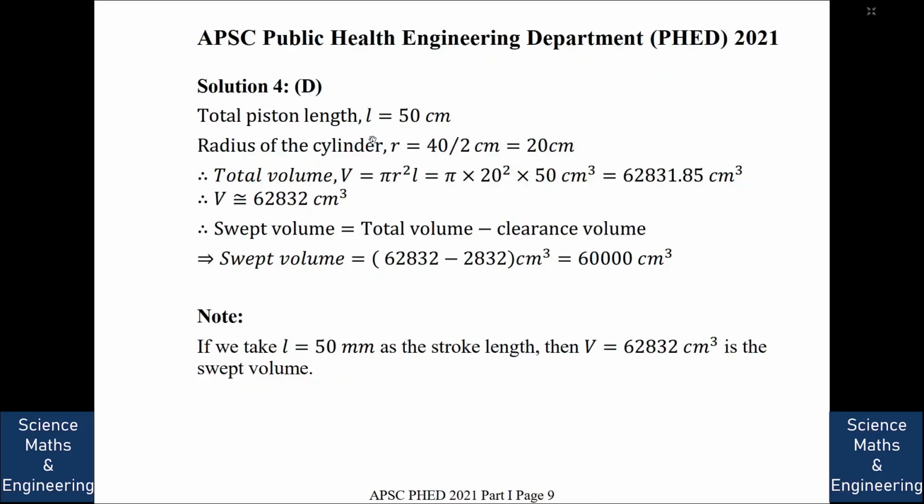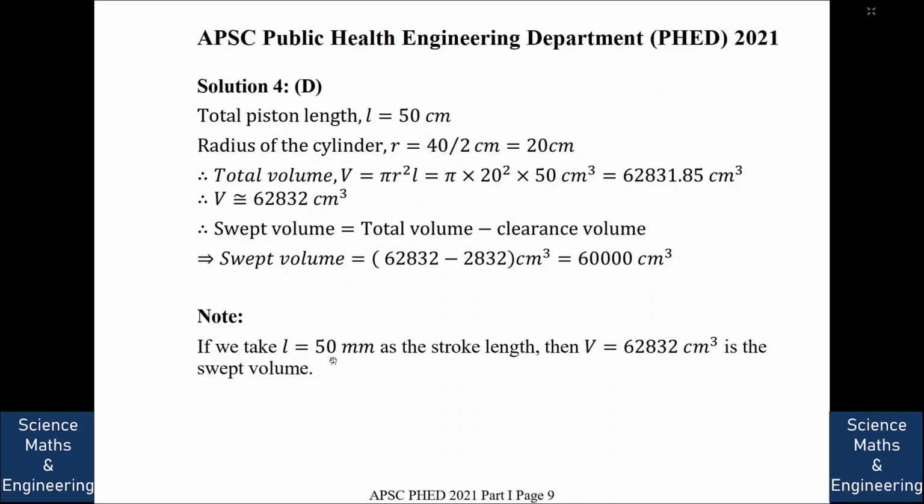Because if the total length of the piston is 50 cm and the radius R is 20 cm, then the total volume would be 62,831.85 centimeter cube, which is approximately equal to 62,832 centimeter cube. And then the swept volume would become total volume minus clearance volume. So clearance volume is 2,832. So from here we get swept volume equal to 60,000 centimeter cube.